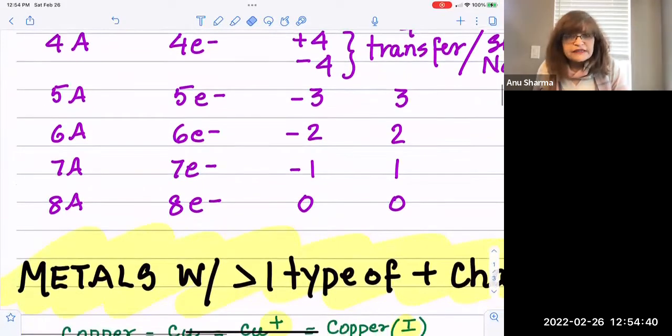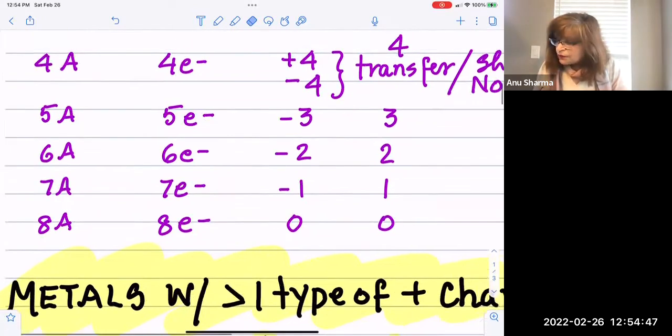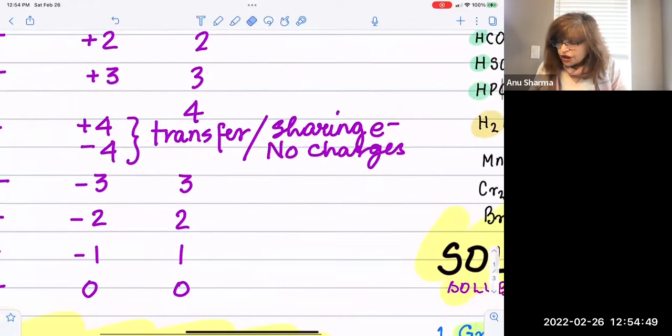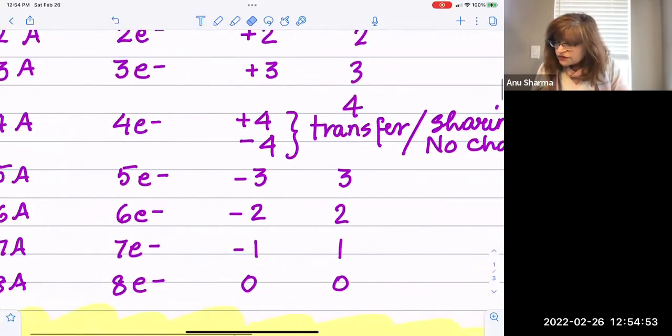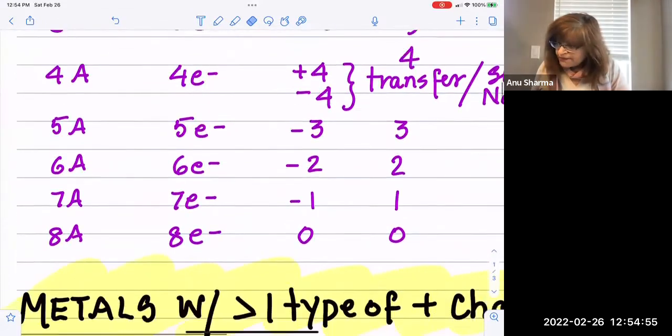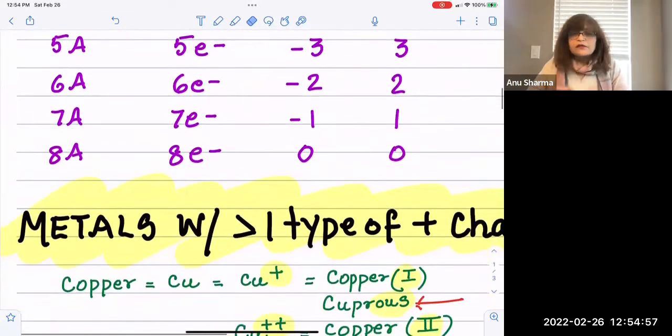4A has 4 valence electrons, can make +4, can make -4. And it can also form sharing. So +4 and -4 charges are because of the transfer of the electrons, but sharing of the electrons is not going to lead to any charges. Okay, next is group 5A. Now that's a little bit opposite.